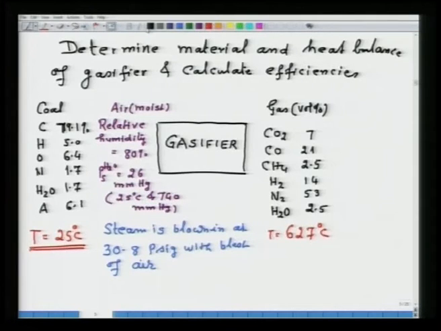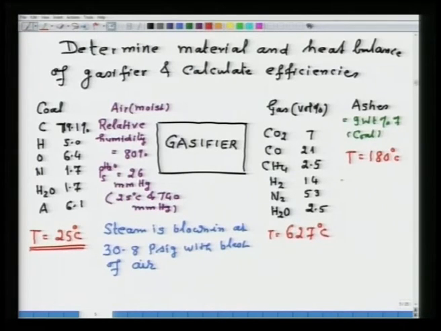Now, ashes are also forming, and the amount of ashes is 9 weight percent of coal, that is given, and it is discharged at temperature T equal to 180 degrees Celsius.